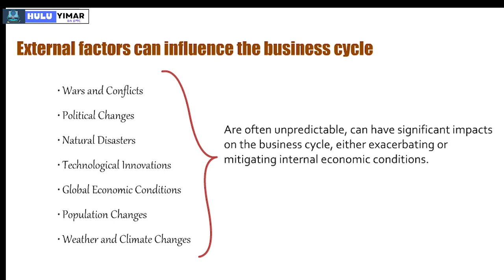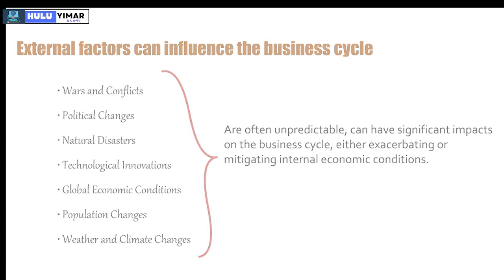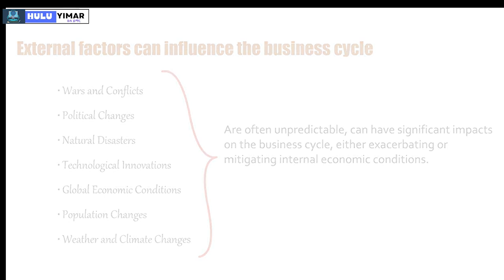Political changes and wars as external factors can also create uncertainty, slowing down economic activity. Natural disasters and climate change can disrupt infrastructure and productivity, causing economic instability as well. On the other hand, technological innovation can drive growth as a positive impact, but it can also disrupt existing industries, which leads to some economic shift. So this is all about the causes and effects of the business cycle.